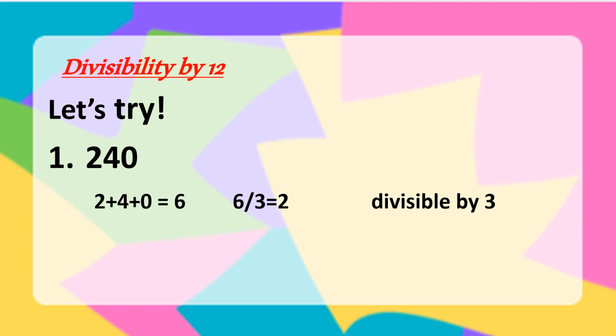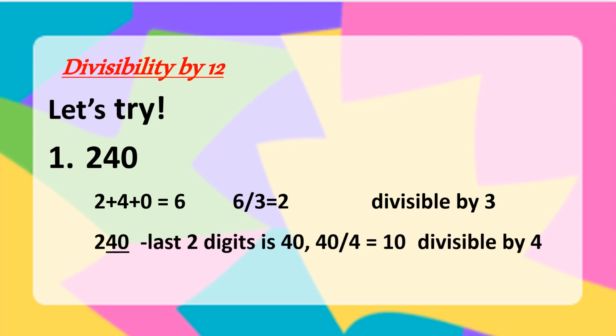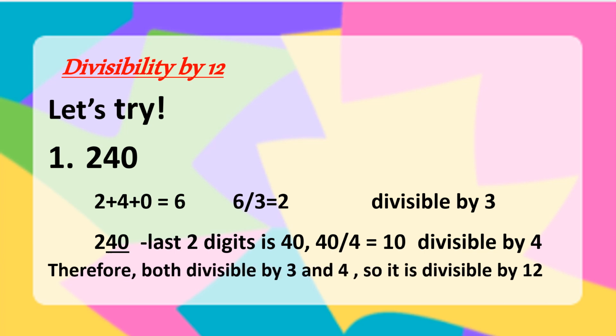Now, let's check if it is divisible by 4. Get the last two digits, which is 40. 40 divided by 4 will also give you an exact answer, which is 10. So, it means that the given is divisible by 4. Therefore, if 240 is both divisible by 3 and 4, it is divisible by 12.